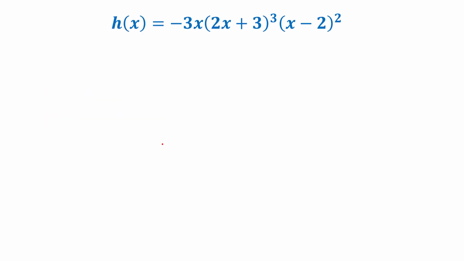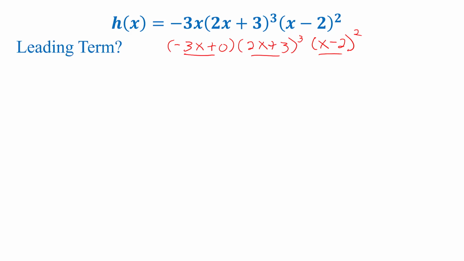This polynomial function h of x is a little more complicated looking, and it's not clear as to where we find the leading term from. So let's think of h of x as being equal to negative 3x times (2x plus 3) cubed times (x minus 2) squared. Now we have three binomials, each raised to a different power.